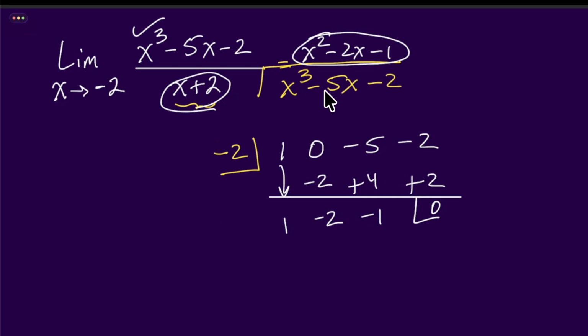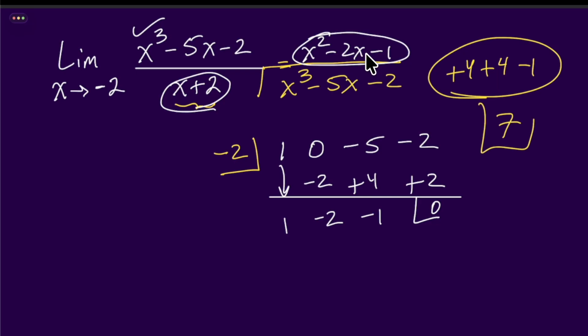Okay, so now what we can do is we could just plug -2 right in here. So -2 to the second power is going to be +4. -2 times -2 is +4 minus 1. We're going to have 8 minus 1. The final answer to this limit after this long division is +7.